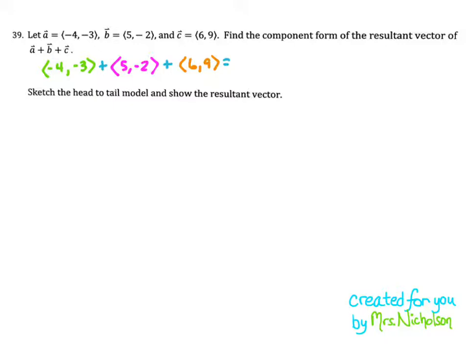Now when we've got three vectors, the process is still the same. We're just going to add together all of the horizontal components. If I add -4 plus 5 plus 6, we end up with 7. And then we're going to add all the vertical components, -3 plus -2 plus 9, and that gives me 4. So the resultant vector has the components 7, 4. And then here on the bottom we need to draw a model of this sum.